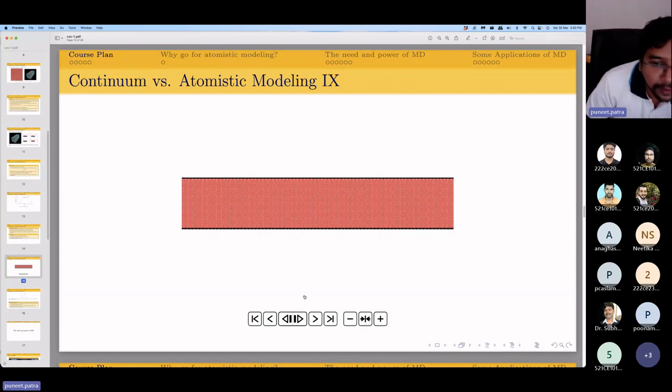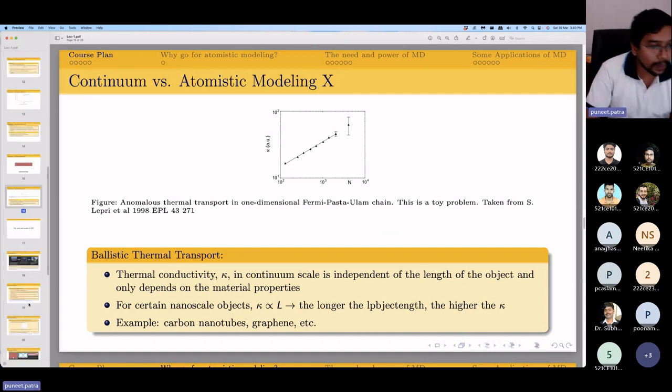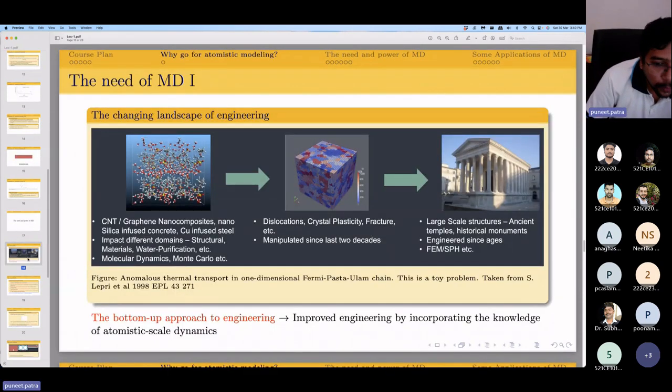Unfortunately, I have prepared a video, but this video is not playing. So I wanted to demonstrate before you how an atomistic scale simulation looks like. But nevertheless, I do have certain slides, with actual videos that I will show you in a short period of time.